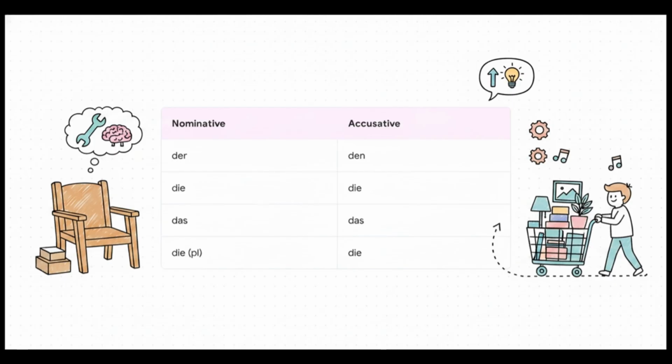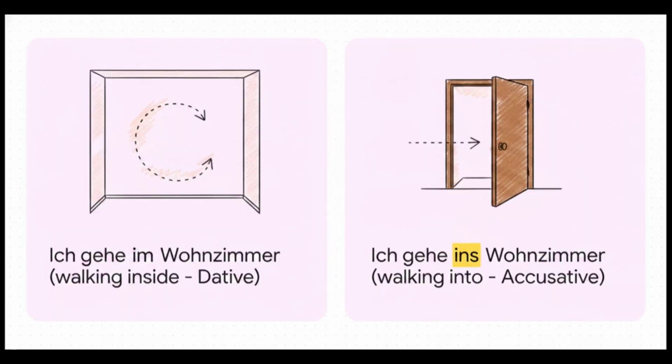It's a much lighter mental load for sure when you're already busy moving furniture around. But check this out because it brilliantly illustrates a trap that so many learners fall into. A lot of people assume physical movement automatically equals accusative, but no, that's wrong.